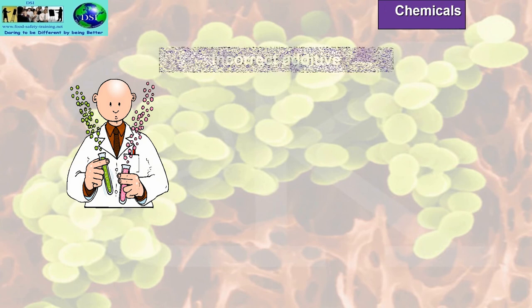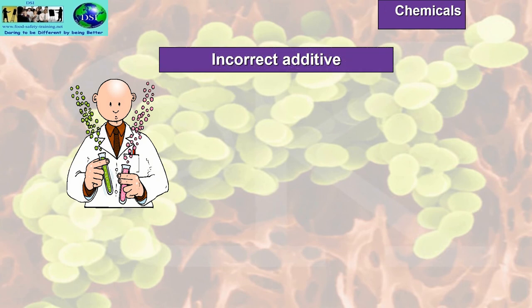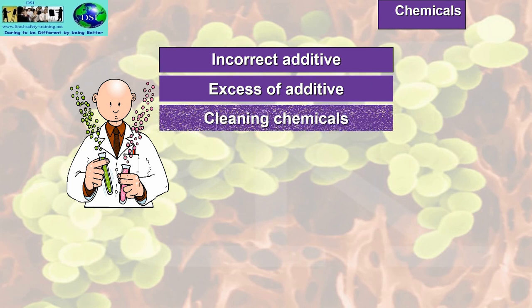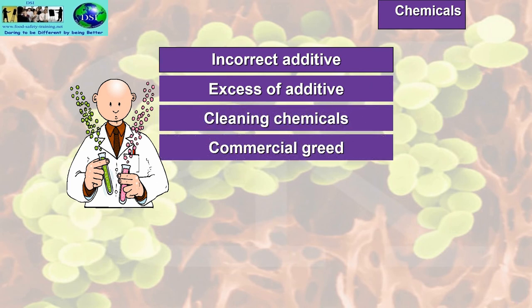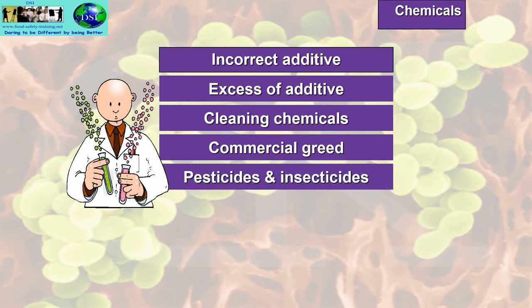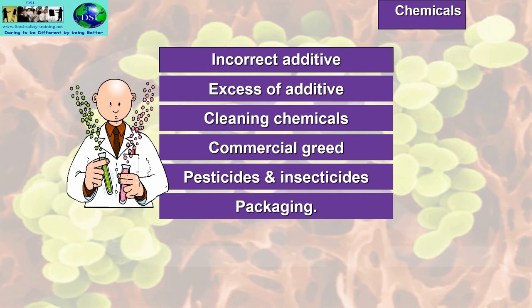So chemicals could be an incorrect additive, excess of additive or cleaning chemicals. Could be due to commercial greed. There's been several examples of that over the years. I remember one going back in the 80s where engine oil that had been taken out of vehicles was filtered and used as extra virgin olive oil and actually sold to the public. Quite a few people died from that. Pesticides and insecticides actually getting into the food. Packaging or leaching of certain plastic packaging, the chemicals from that packaging get into food.